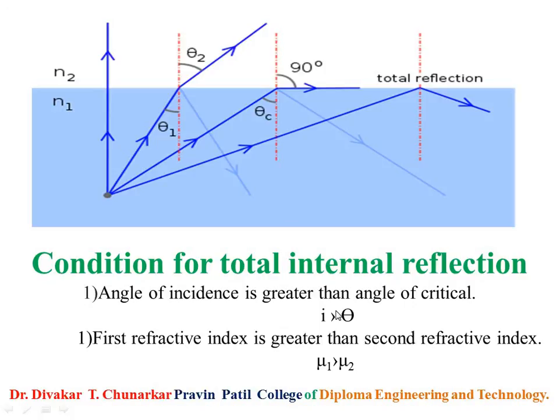And in case of total internal reflection, only reflection takes place when light falls on the mirror and enters from one medium to the second medium with bending. So here only reflection takes place.